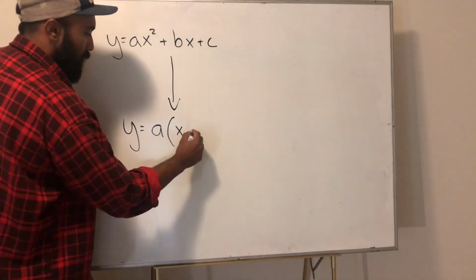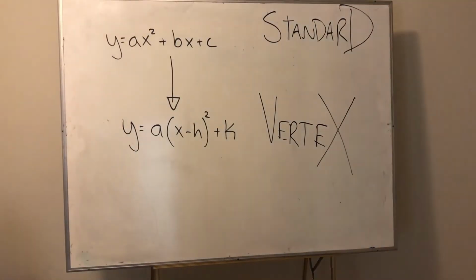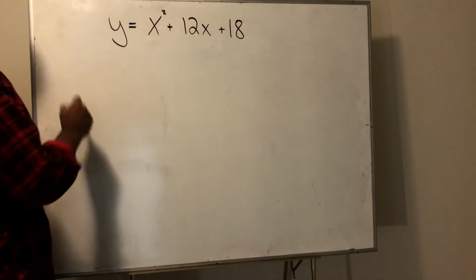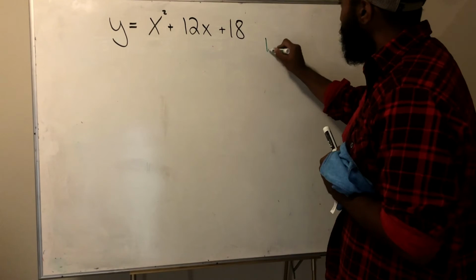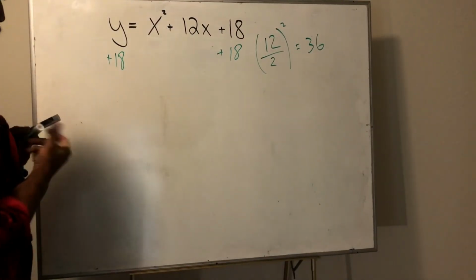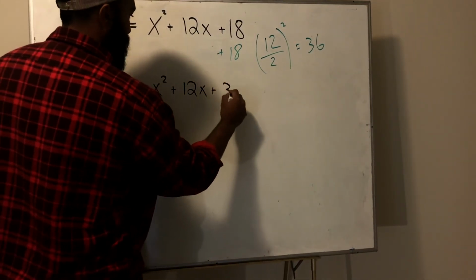Alright, our last thing we're going to do is convert from standard to vertex form. So it's going to be the same idea. We're going to complete the square. We're going to figure out what we need to add to each side. In this case, it's 18, but we can't combine that 18 with the y, so we're just going to let it chill there for a moment.